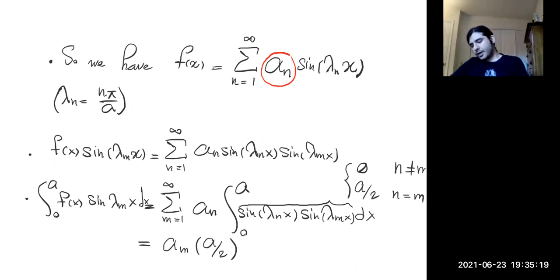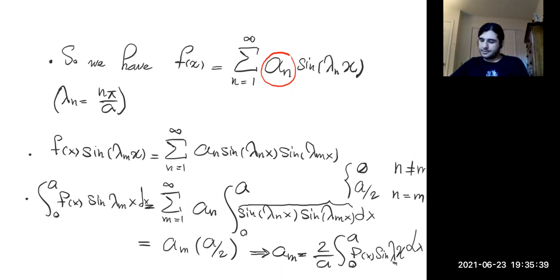So we can use this to see what the value of am is for any m. So am is equal to 2 over a times the integral from 0 to a of f(x) sine of lambda m x dx. That would be the value of am for all natural numbers m. Is there any question from this computation? Is it clear for everyone? Okay, great.